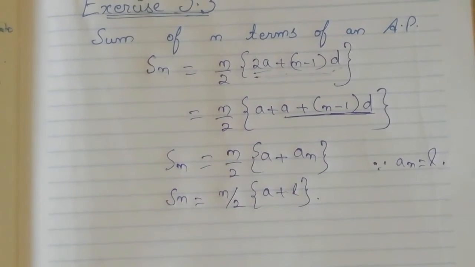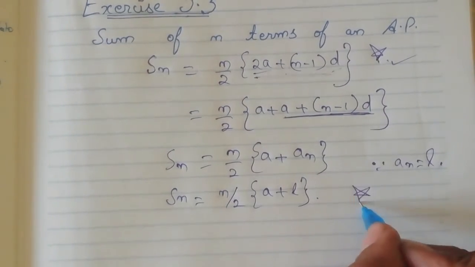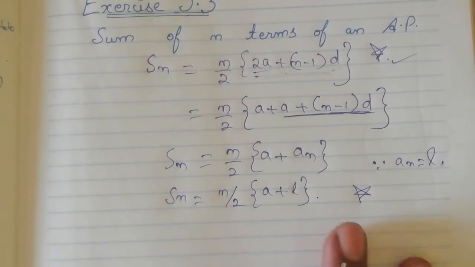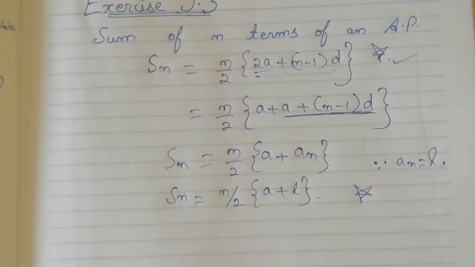So here are two formulas that you have to keep in your mind. The first one is this, and the second one is used if the last term of an AP is given. Now let's move to the question of our exercise.